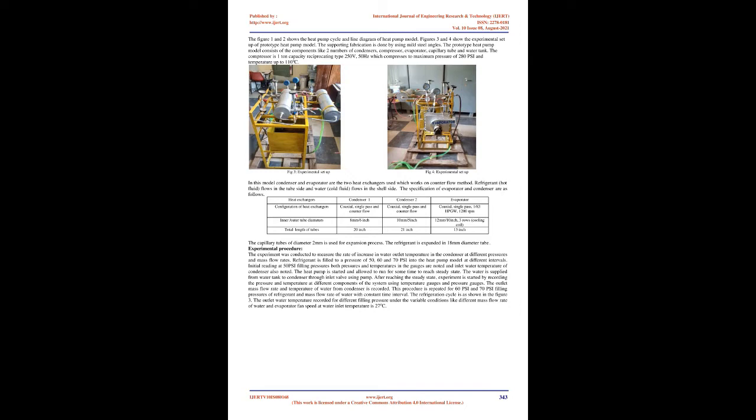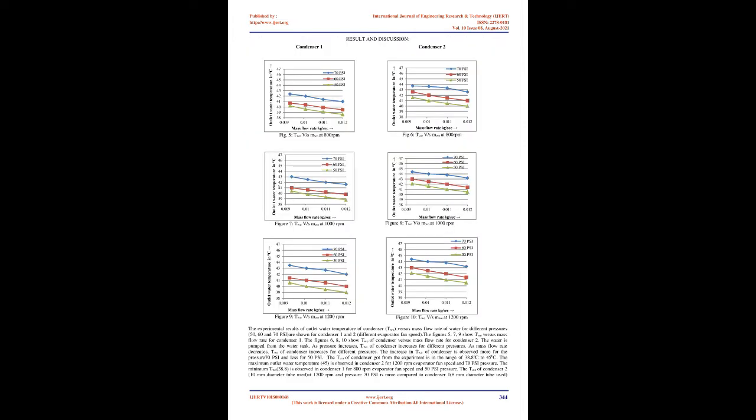Experimental setup. Fig. 1, heat pump cycle. Fig. 2, line diagram of heat pump model. Figures 1 and 2 show the heat pump cycle and line diagram of the heat pump model. Figures 3 and 4 show the experimental setup of the prototype heat pump model. The supporting fabrication is done using mild steel angles. The prototype heat pump model consists of components like 2 condensers, compressor, evaporator, capillary tube, and water tank. The compressor is a 1 ton capacity reciprocating type, 250 V, 50 Hz, which compresses to a maximum pressure of 280 psi and temperature up to 110 degrees C.